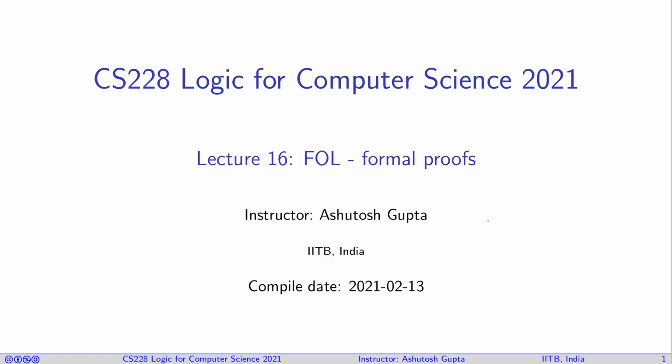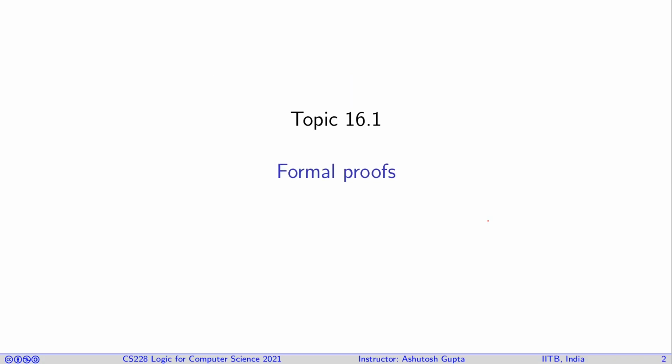In the last couple of lectures, we have seen the definition of first order logic and some properties of first order logic. Now we are going to say how we can write formal proofs for first order logic, as we have seen writing formal proofs for propositional logic. So let's remind ourselves what formal proofs are and why we need them.